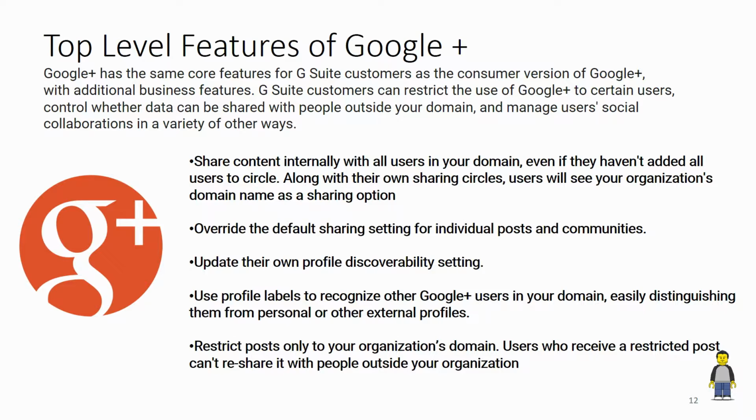You can share content internally with all users in your domain, even if they haven't added all users to a circle. Along with their own sharing circles, users will see your organization's domain name as a sharing option. You can override the default sharing settings for individuals' posts and communities and lock that down, and users can update their own profile discoverability setting. Do you want to be discoverable? Use profile labels to recognize other Google Plus users in your domain, easily distinguishing them from personal or other external profiles. You can restrict posts to only your organization's domain, and users who receive a restricted post can't reshare it with people outside that organization.